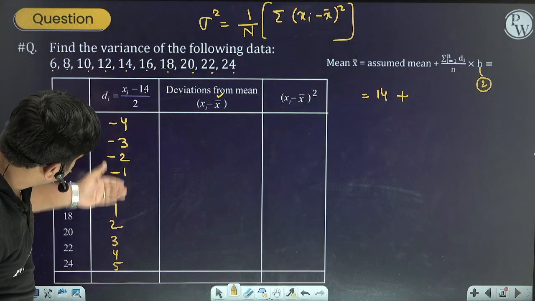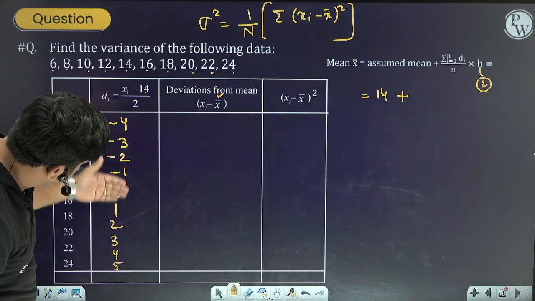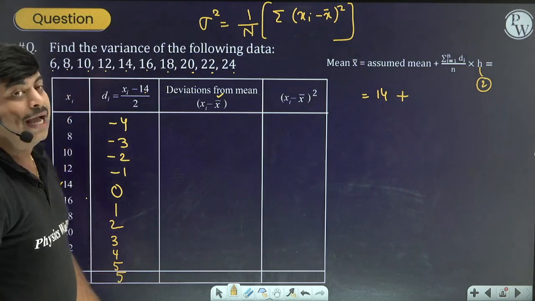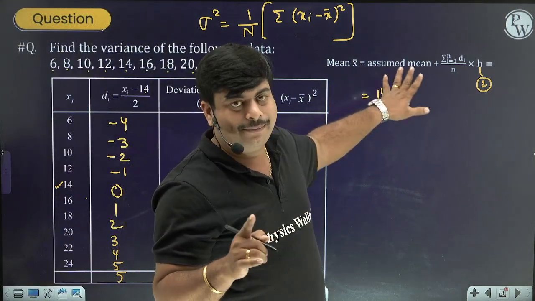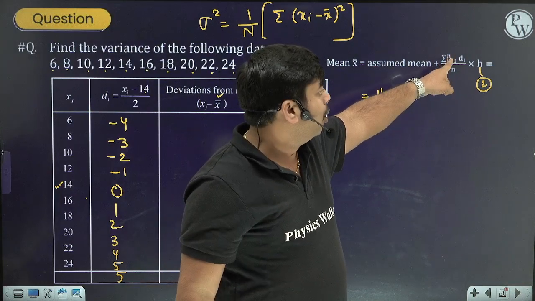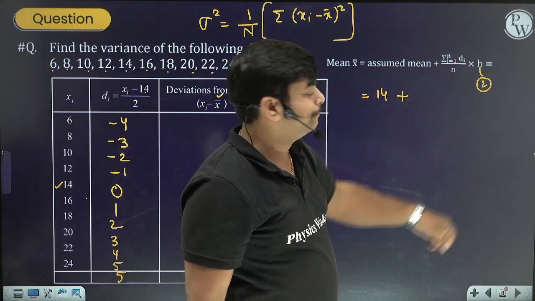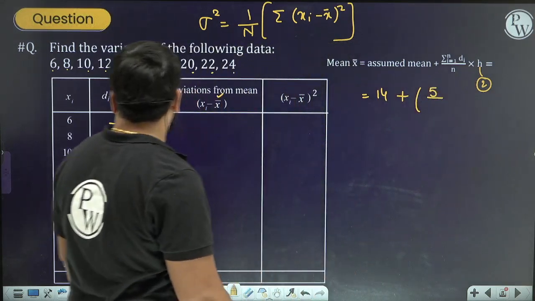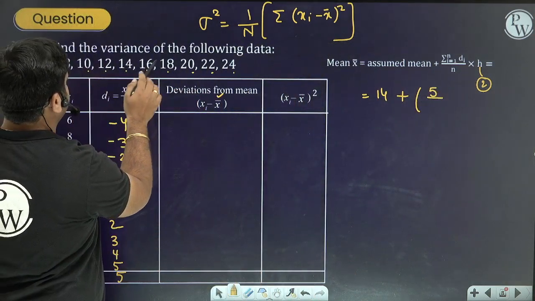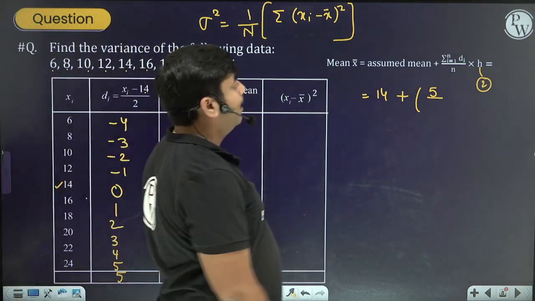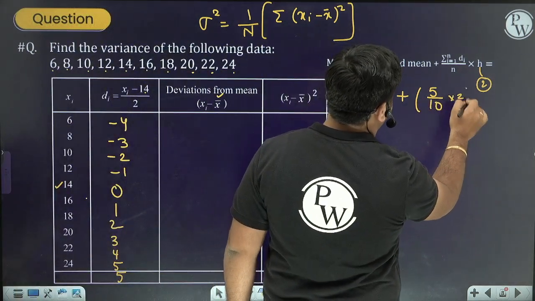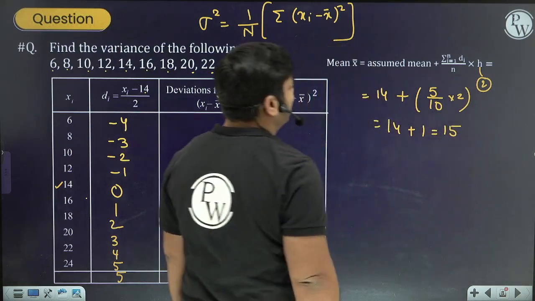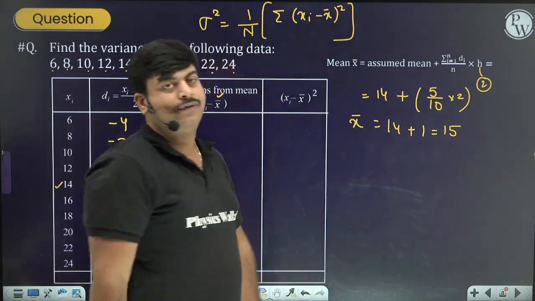So sigma di, just add all this. Minus 4 plus 4 gets cancelled, minus 3 plus 3, minus 2 plus 2, minus 1 plus 1, only 5 is left over. I told you in the previous class also, when we are doing the same kind of problem, not always sigma di will be 0. So here it is 5 by n. What is the total number of elements? 1, 2, 3, 4, 5, 6, 7, 8, 9, 10. 5 by 10 into h, which is also 2, so 14 plus 10 by 10 is 1, so that will give you 15. So x bar is 15.